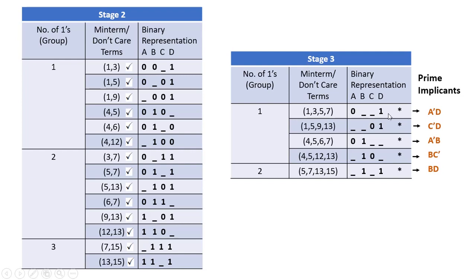And the terms which are not paired, not ticked, we will represent with an asterisk, and these are our prime implicants. So we have got our prime implicants, which are A bar D, where we have removed two variables, then C bar D, A bar B, B C bar, and B D. We are representing in SOP, so 0 will represent the complemented form, and 1 the uncomplemented form.